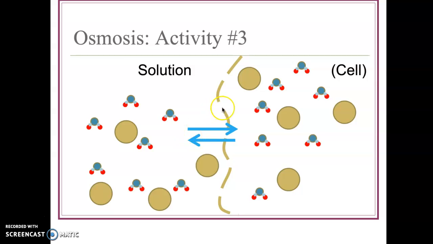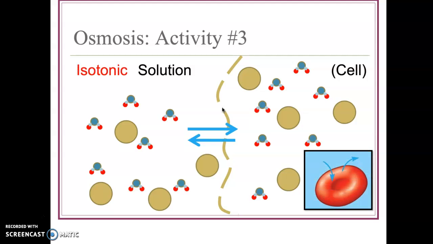Now, all the solutes are balanced. We have the same amount on both sides. This is equilibrium, also called an isotonic solution. This is the optimal environment for a cell. It has the perfect turgor pressure. That's what a red blood cell should look like down there in the corner.